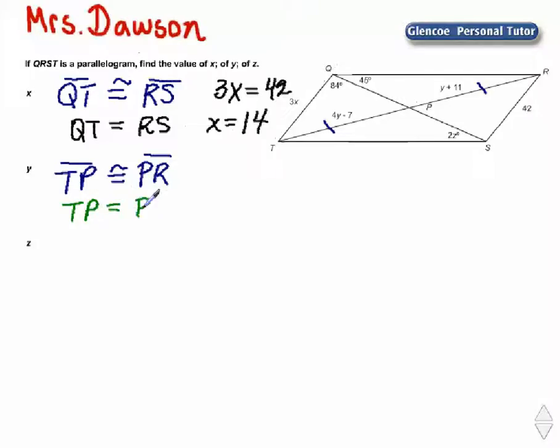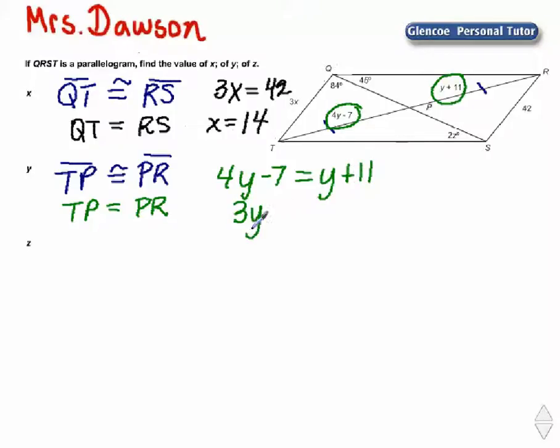So TP equals PR. The algebraic expression for TP is 4y minus 7. The algebraic expression for PR is y plus 11. So these two are equal. Subtract y from both sides and add 7 to both sides. Divide both sides of the equation by 3, and y is equal to 6.